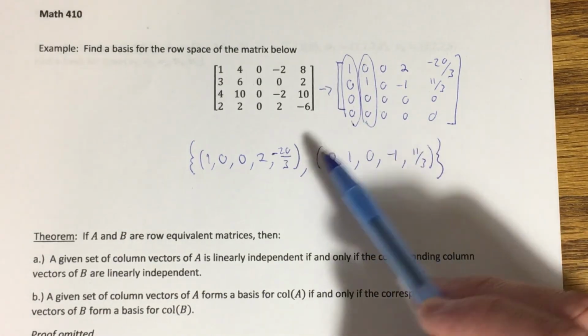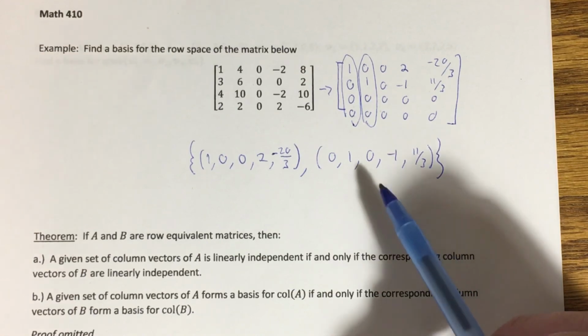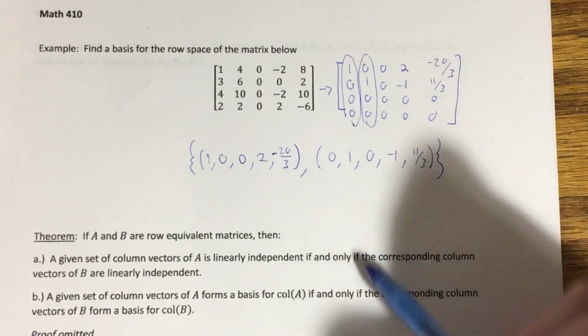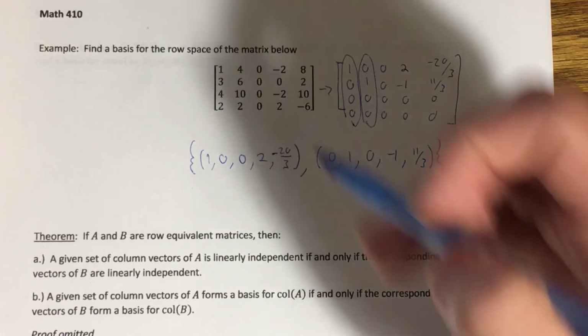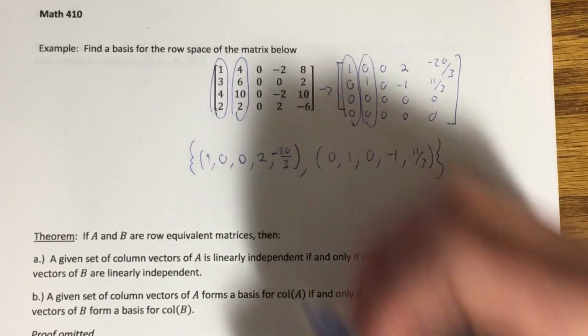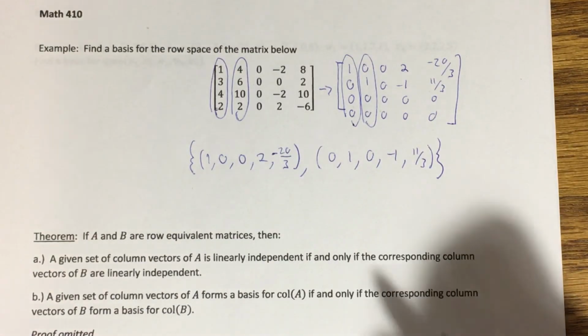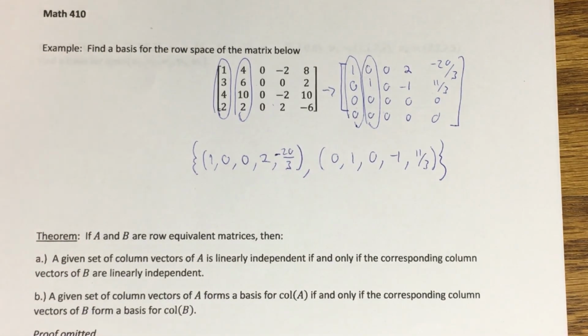Now we showed previously that these 2 matrices don't have the same column space. However, if the first 2 columns in this matrix formed a basis for its column space, then the first 2 columns in the original matrix will form a basis for the original matrix's column space.